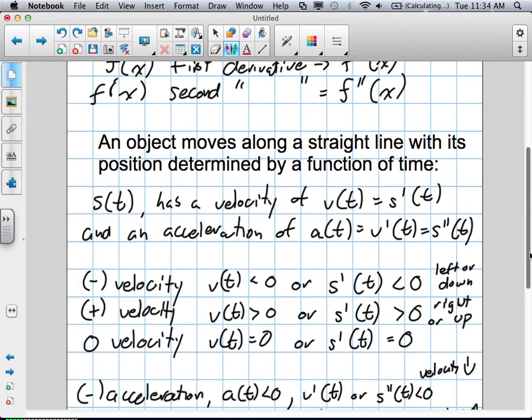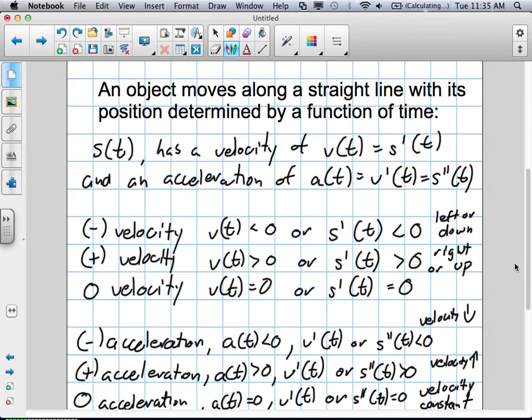The reason we talk about things like that, strictly for velocity, is for this. An object moves along a straight line with its position determined by a function of time. So position on a straight line is this equation here, or this is the function notation to represent it, s of t. The velocity of that object, they denote as v of t, which is also equal to the derivative of s of t. So we derive that function, and that will get us the velocity of an object.